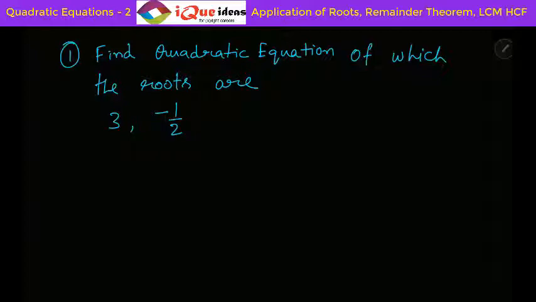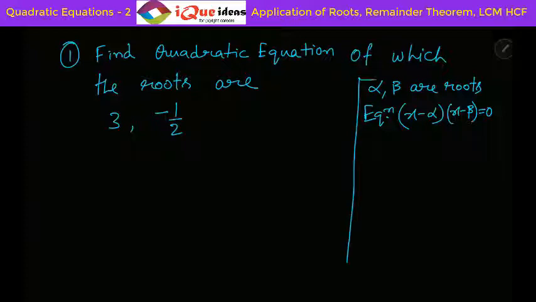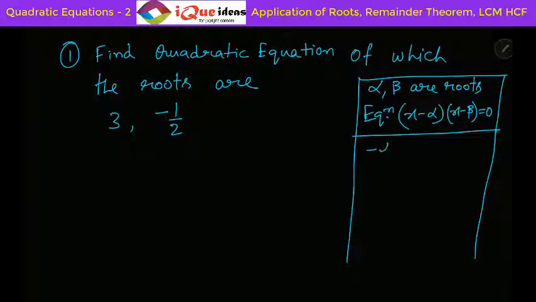First, we apply the first method: if alpha, beta are the roots, then the equation can be given as x minus alpha into x minus beta equal to 0. Now here there is one small clarification that is required. Let me put it like this. If the roots are minus alpha and minus beta, then what will be the equation? If these are the roots, then the equation will be given as, please look at it carefully.